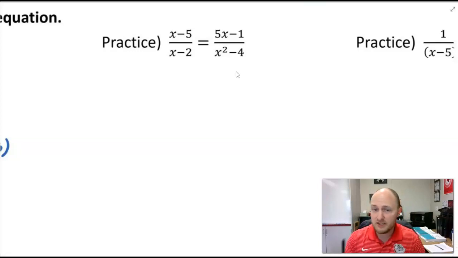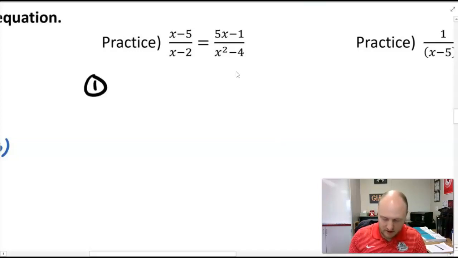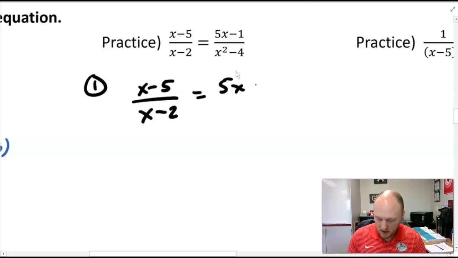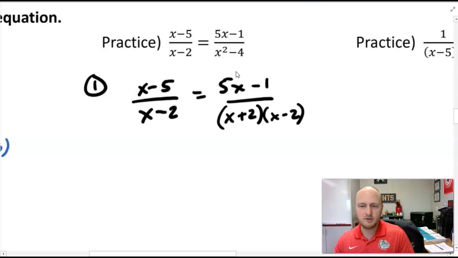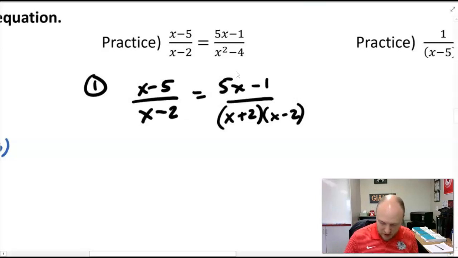Step 1 here is applicable. Step 1, you have to factor. So hopefully you factored this. x minus 5 over x minus 2 is equal to 5x minus 1 over x plus 2 times x minus 2. Difference of 2 squares there. Okay, so here we got something that was shared. We got a shared factor. Our shared factor, x minus 2.